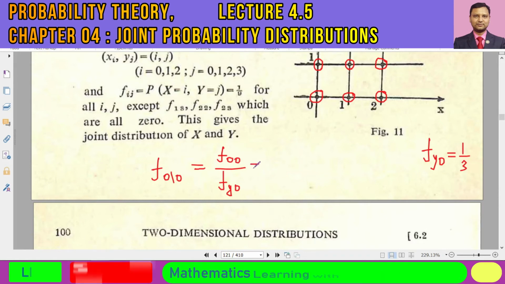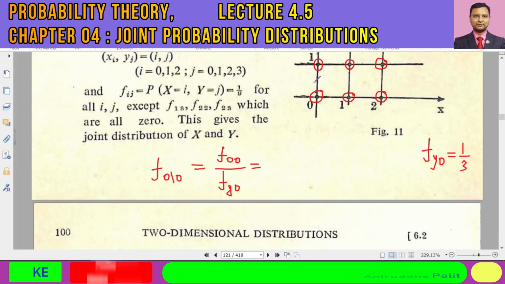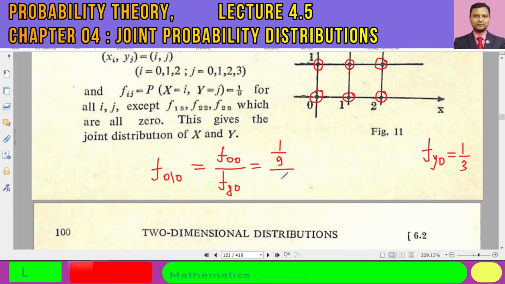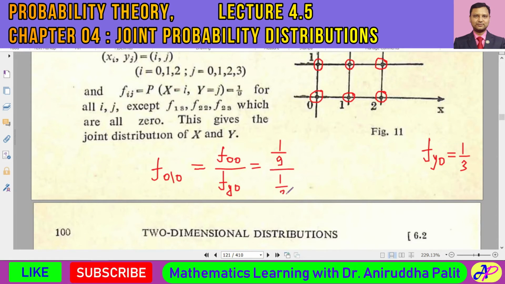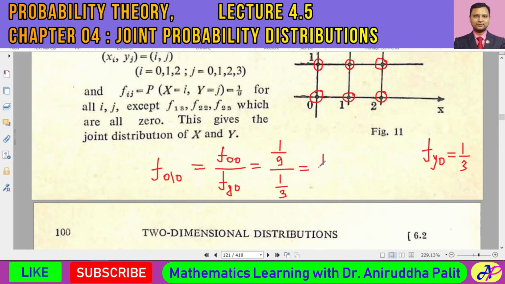Now, what is f of 0, 0? At this point, f of 0, 0 is equal to 1 by 9. So we should write 1 by 9 divided by 1 by 3. Therefore, after computation, this is equal to 1 by 3. So in this way, we compute f of 0 given 0.